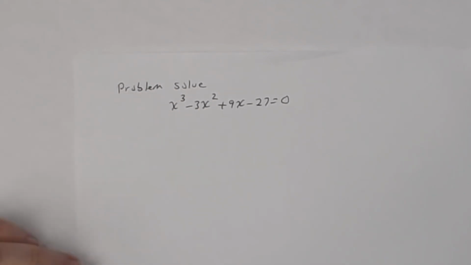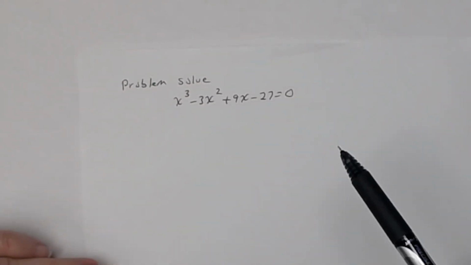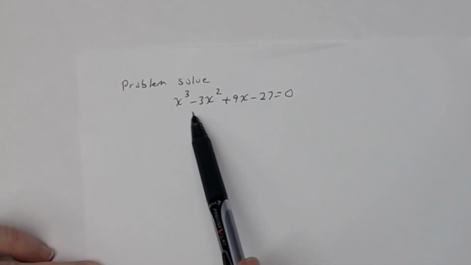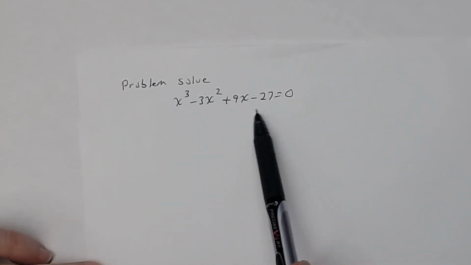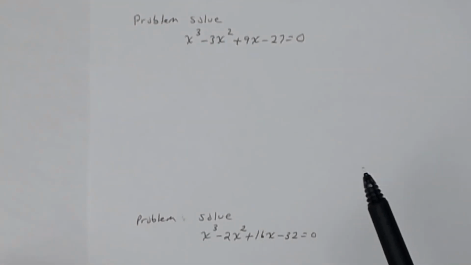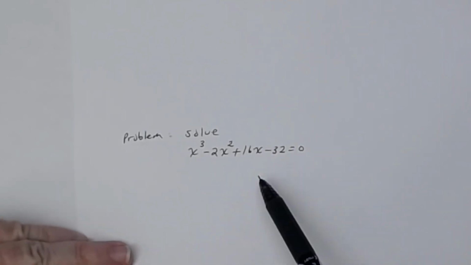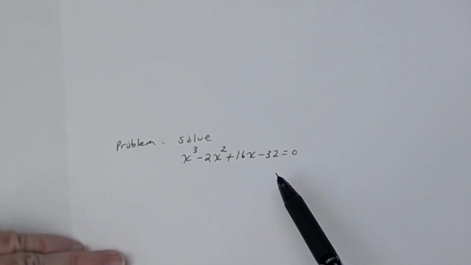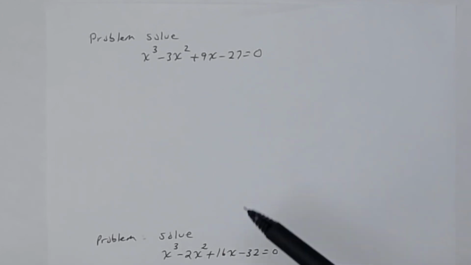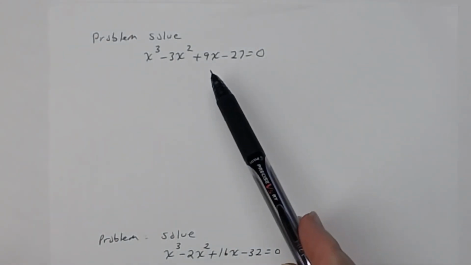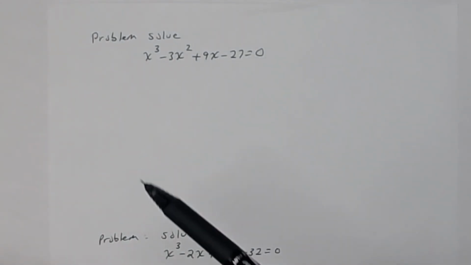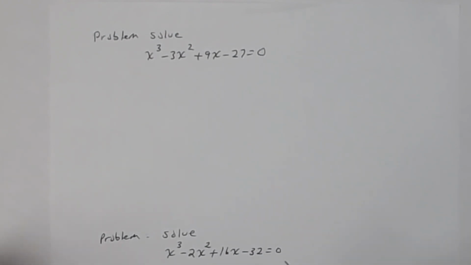All right, so the problem that each of you had was either solving this polynomial equation or you had to solve this one. But regardless of which one you had, in both situations, you were going to solve this polynomial equation by using factoring by grouping.